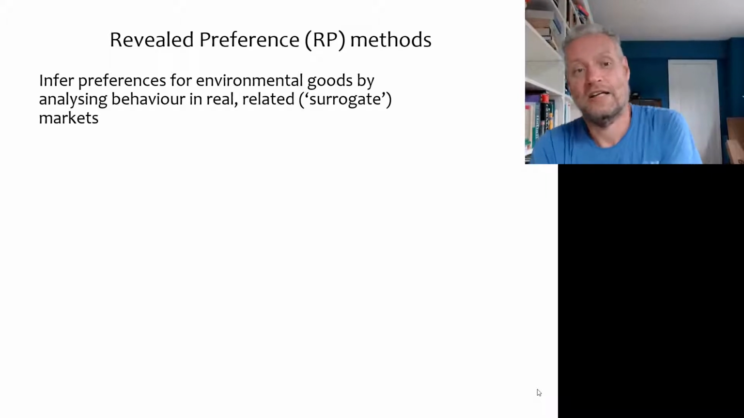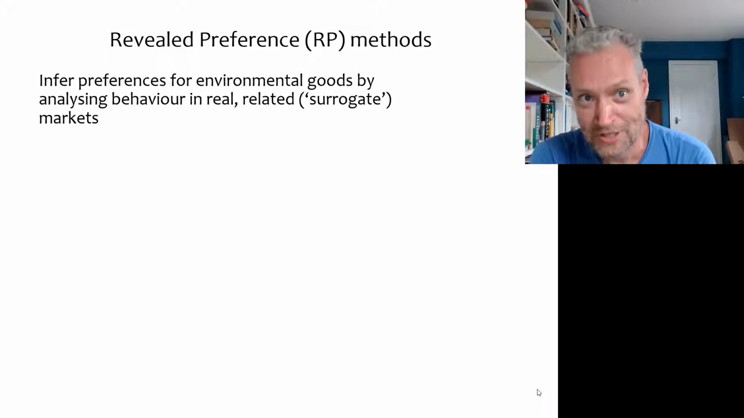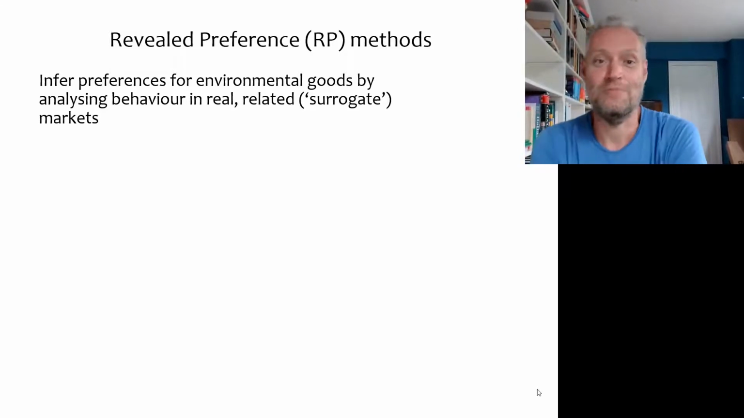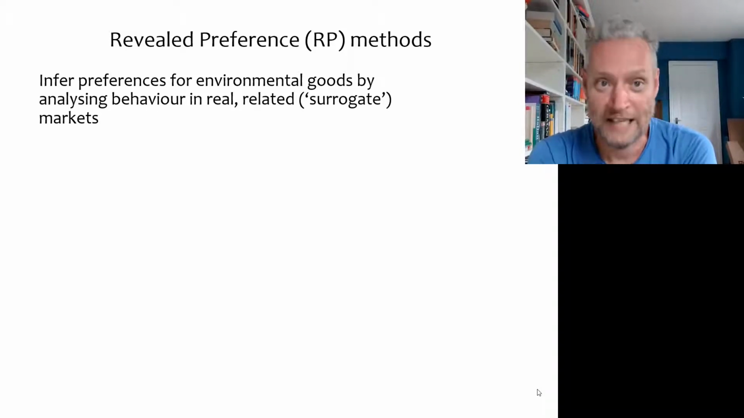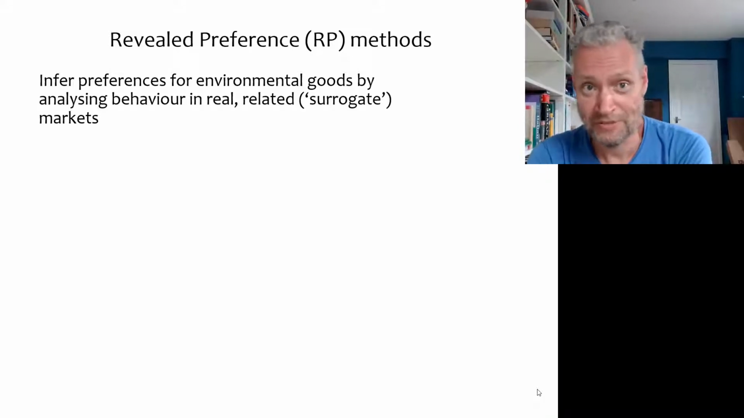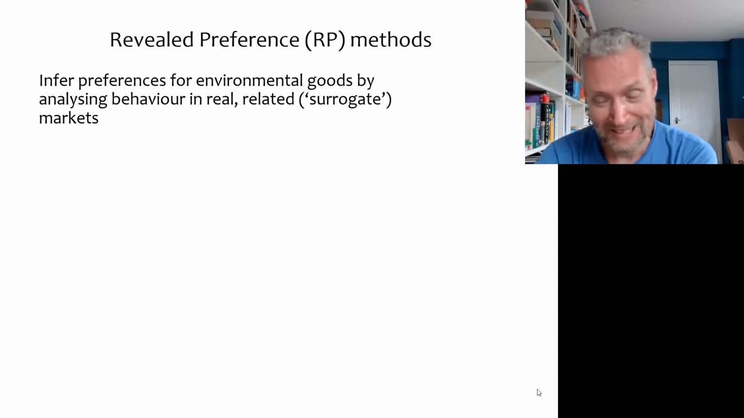And I underline two things here. One is that we infer preferences. As an analyst, we do not impose preferences or substitute the preferences of people out there for our own preferences. No, we're trying to measure the preferences of actual people. And second, and that is what sets revealed preference methods apart from stated preferences, we're looking at actual behavior in actual markets. Existing markets, not some hypothetical markets.